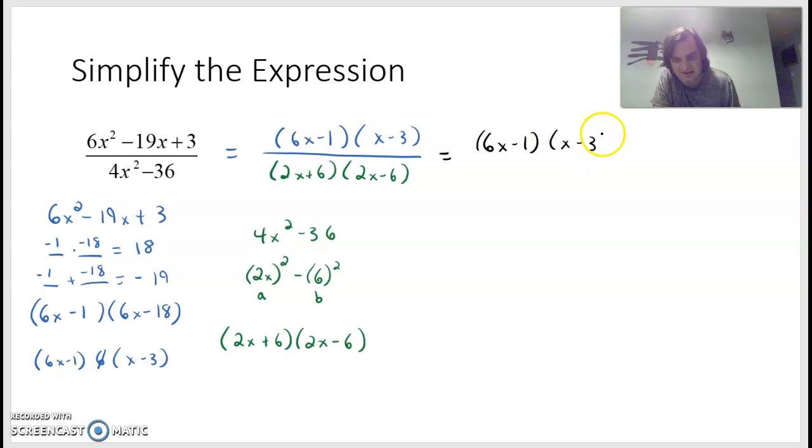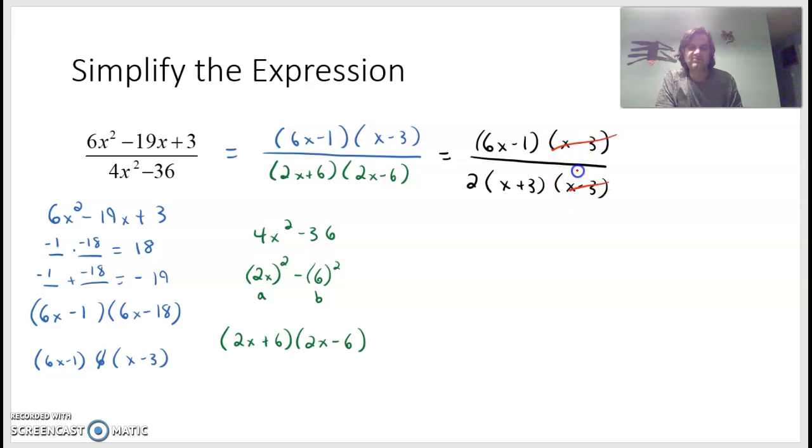Up top I still have 6x minus 1 times x minus 3. But if I pull a 2 out of both pieces of the denominator, I'll have 2 times x plus 3 times x minus 3. And there I can see that I can cancel out an x minus 3 in the numerator and denominator. And that will leave me with the simplest version I can get, which is 6x minus 1 over 2 times the quantity of x plus 3.